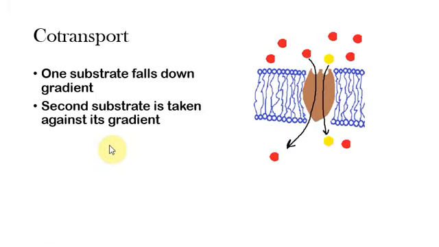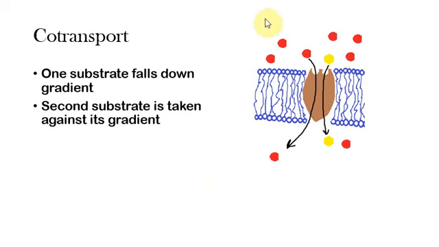Now, our last definition is what's called co-transport. Now, in co-transport, there will actually be 2 substances involved being pumped at the same time. One substance will fall down its gradient, while the other substance will be taken against its gradient, will oppose its gradient.